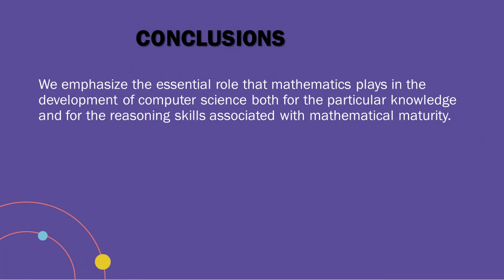In conclusion, we emphasize the essential role that mathematics plays in the development of computer science, both for the particular knowledge and for the reasoning skill associated with mathematical maturity. I always say that mathematics is a completely abstract subject, whether you are going to learn discrete mathematics, applied mathematics or pure mathematics. This subject is totally abstract. You must create a tool for understanding mathematics. If your mind creates such a tool, you will definitely be a good learner in mathematics.